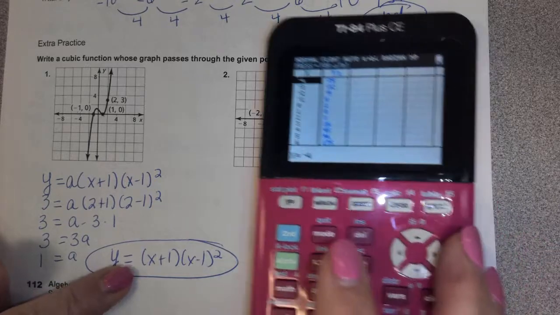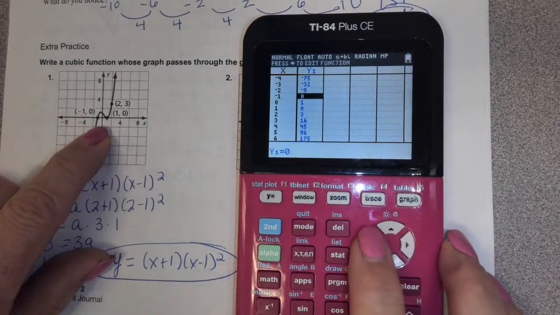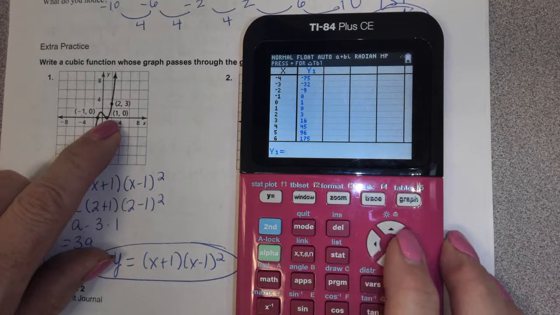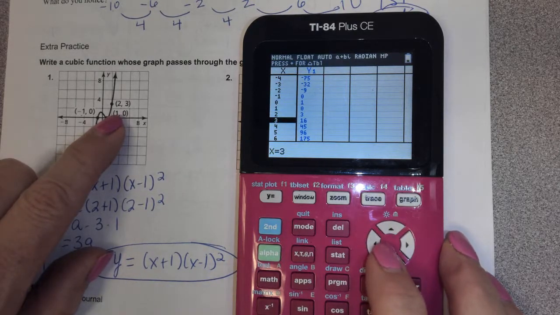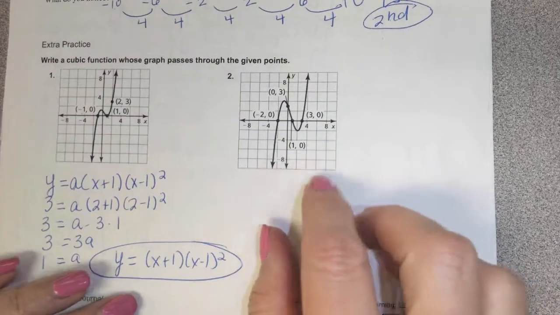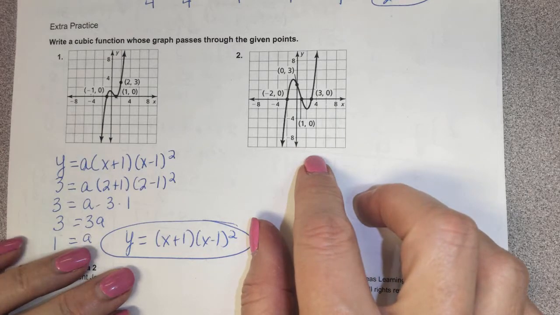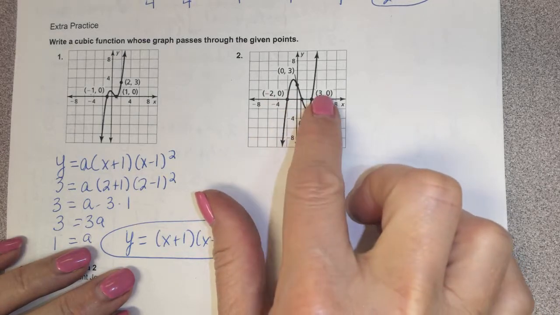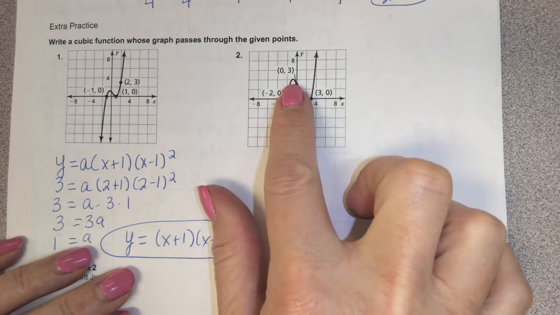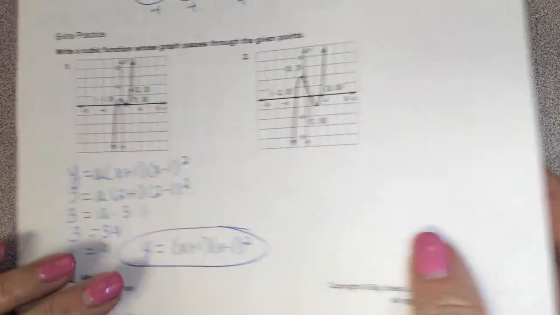And I'm going to look now at my table. I should see the point negative 1, 0, which we do. I should see the point 1, 0. And I should also see the point 2, 3. And I do, so that's correct. All right, so now you guys are going to do this problem on your own. Same kind of thing. You know the x-intercepts, and then you know another point, so you should be able to find out what a is. That's part of your Edpuzzle.